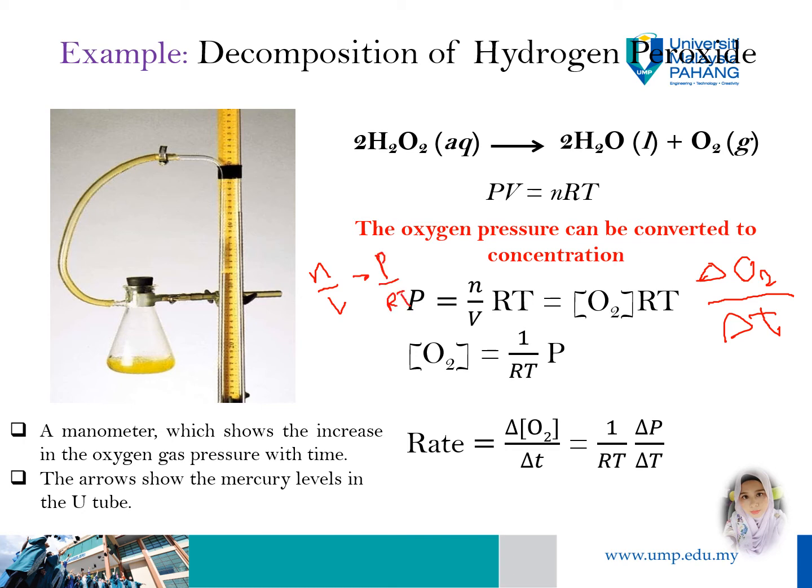So we can replace the concentration of oxygen with n over V. So the concentration of oxygen is equal to 1 over RT times P. So rate is equal to 1 over RT times change in P over change in time T. The instrument used here is called a manometer. We can measure the increase of the oxygen pressure with time, where the arrow shows the mercury level in the U tube.